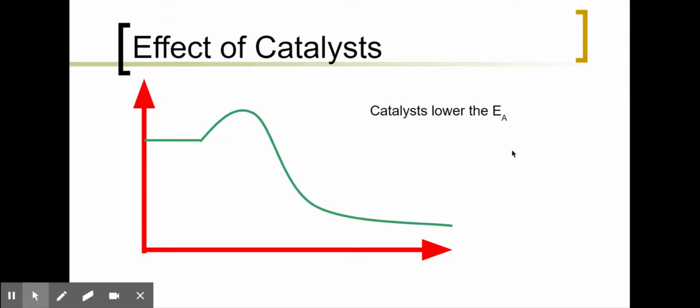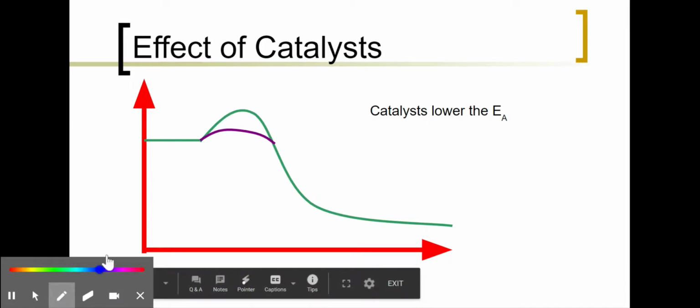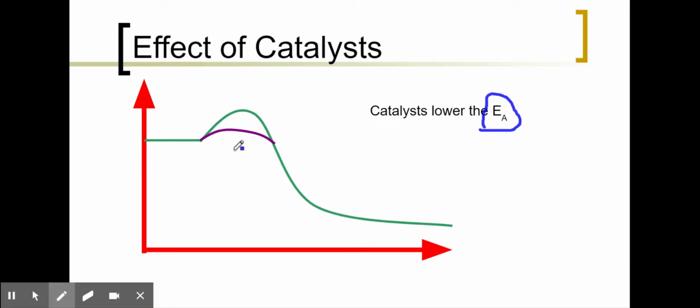Now, the effective catalysts. When you're using a catalyst in a reaction, what it does is lower the activation energy, E sub A. You notice that it took what was once the activation energy and lowered it there. That effectively makes the reaction easier to get started and makes it go faster. By lowering the pathway starting with the reactants, the reaction is going to go faster.